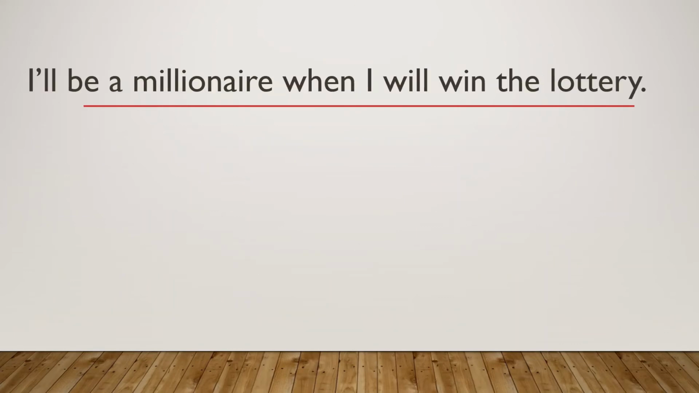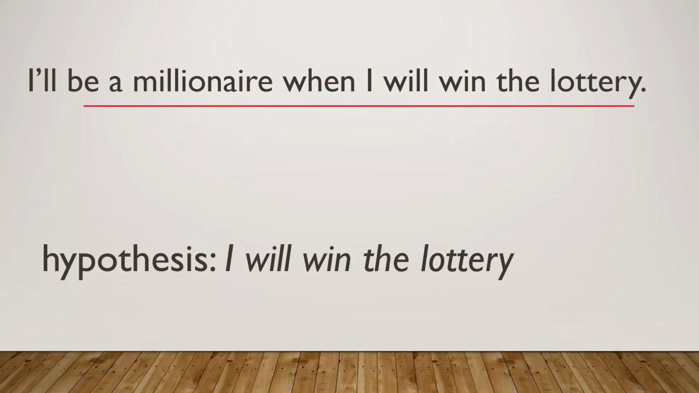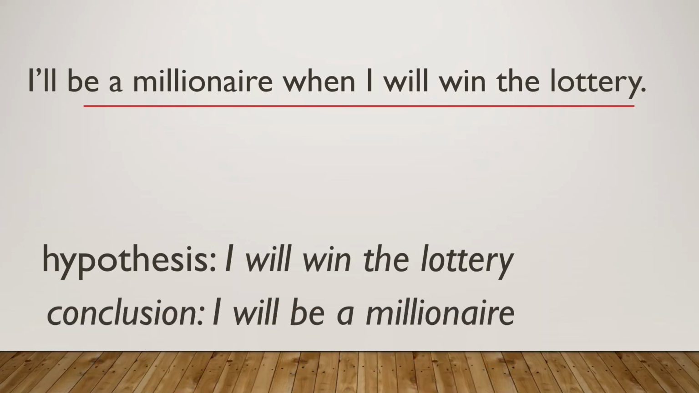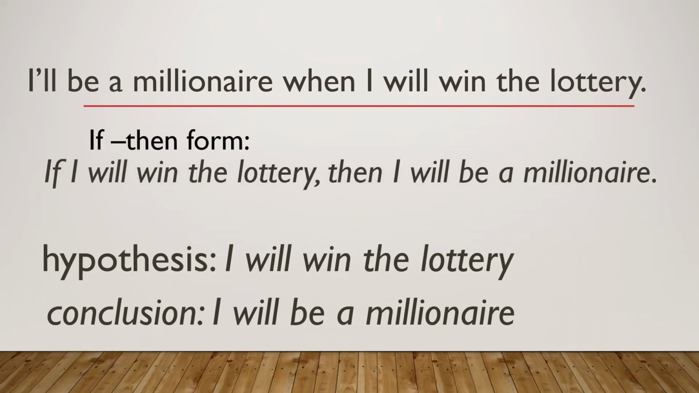Another example, I'll be a millionaire when I win the lottery. What do you think is the hypothesis and the conclusion? Excellent! The hypothesis is I will win the lottery, and the conclusion is I will be a millionaire. So, in if-then form, we have: if I win the lottery, then I will be a millionaire.